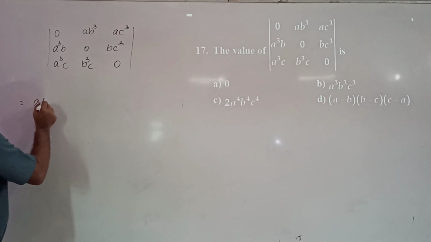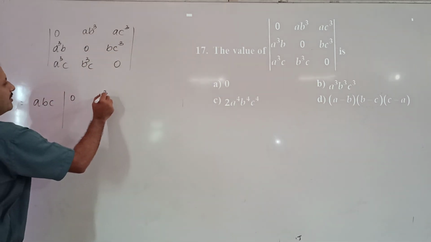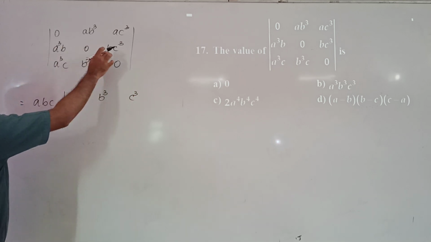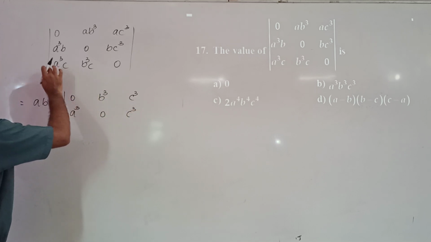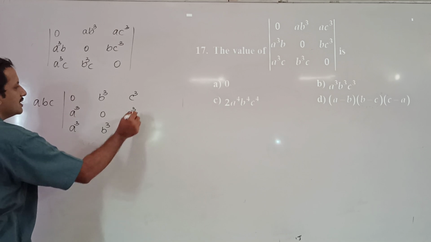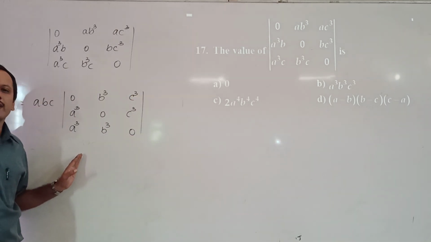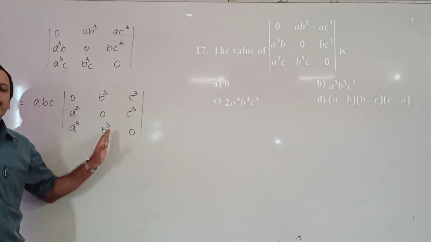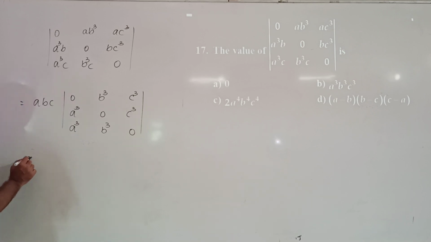So you have a, b, c into, here 0, I have taken a out, hence you get b cube, c cube. Here I have taken b out, so a cube, 0, c cube. Here I have taken c out, hence you get a cube, b cube, 0. Now look at the first column. In the first column, a cube is common. Similarly, from the second column, we can take b cube out, and from the third column, we can take c cube out.